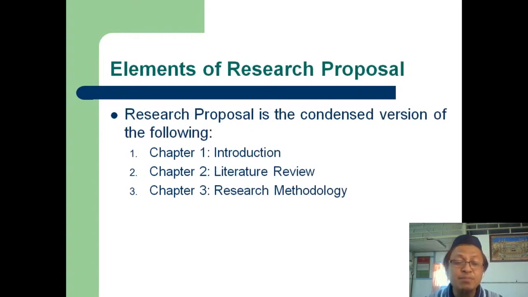Now, for a research proposal, normally it will contain the following contents: chapter 1, introduction, literature review, and research methodology. Of course, these 3 contents in the form of a research proposal will not be very extensive or comprehensive compared to the final report. This will be the proposal only. The elaborated, complete version will appear in the final report, but you still have to prepare according to this template. That means you have the introduction, the literature review, and the research methodology.